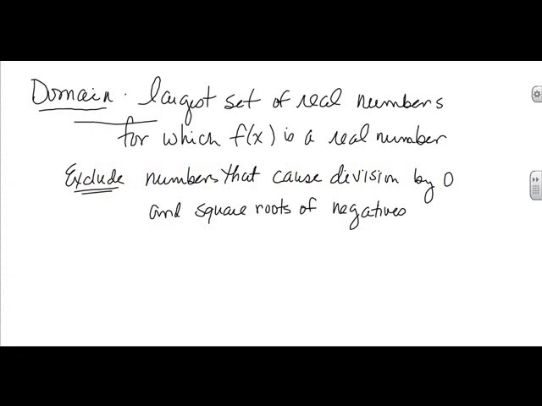All right, there are a number of things in section 2.6 that we need to talk about. The first of which is domain of a function. And by definition, that's the largest set of real numbers for which f of x is a real number. Okay, well, what does that mean? That means the domain of our function is only going to include values of x that give us real number values for f of x.